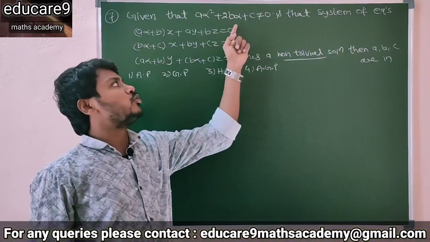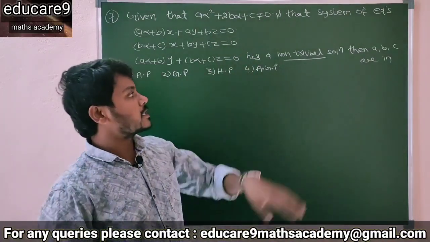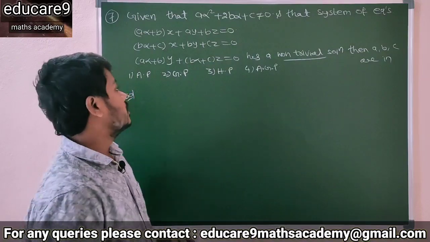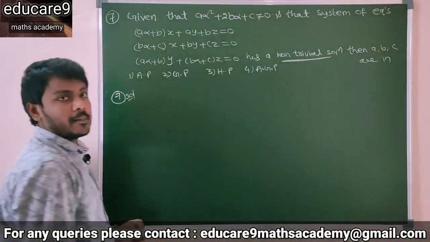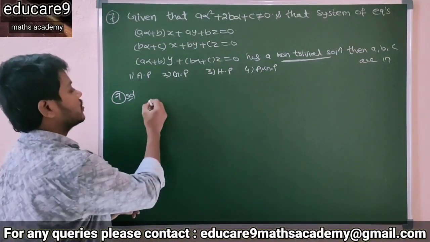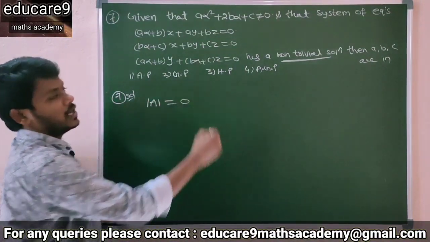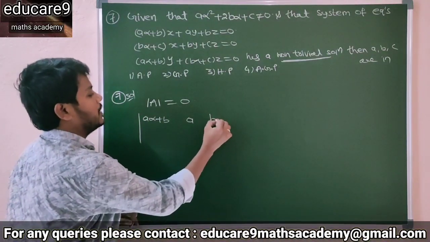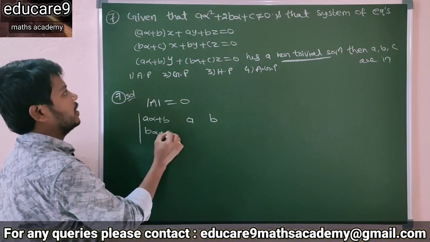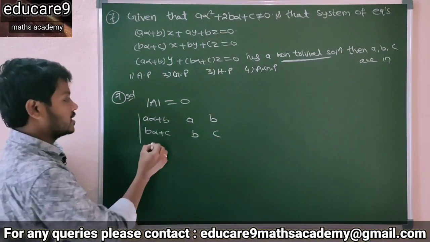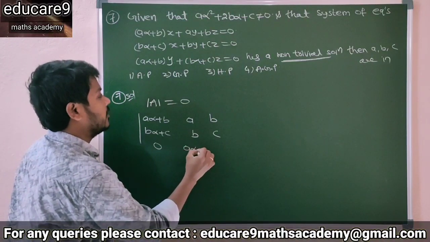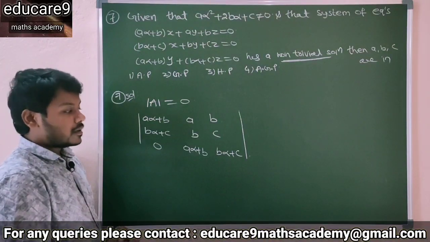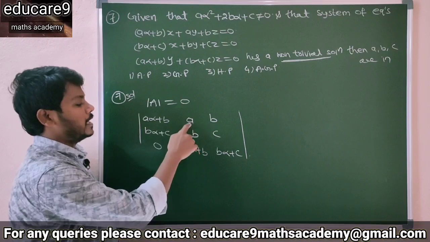Here a alpha square plus 2b alpha plus c is not equal to 0 and the system of equations has a non-trivial solution. Then a, b, c are involved. So here system of equations is non-trivial means determinant of A is 0. So find determinant of A equals 0. That is a alpha plus b, a, b. Next one b alpha plus c, b, c. Next one 0, a alpha plus b, b alpha plus c. So now here a alpha plus b, here b, here a.